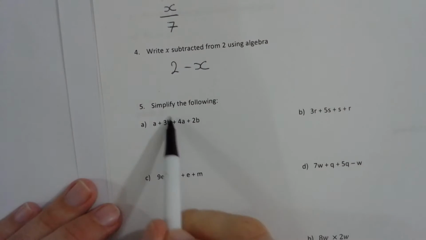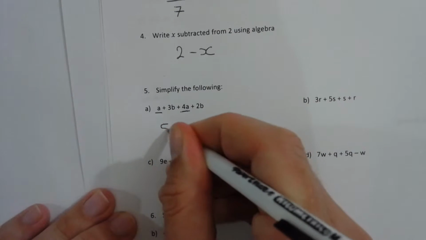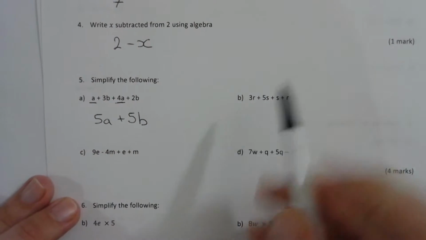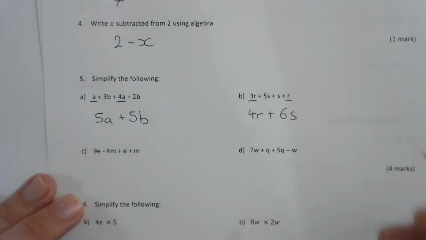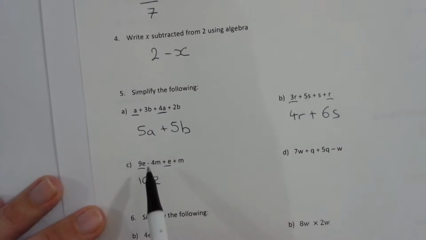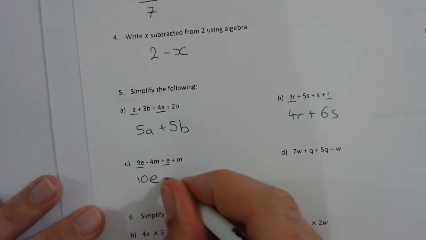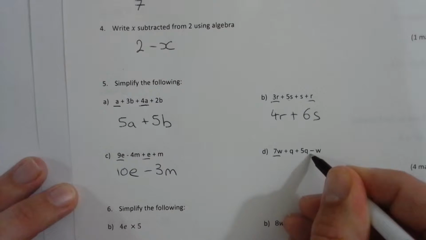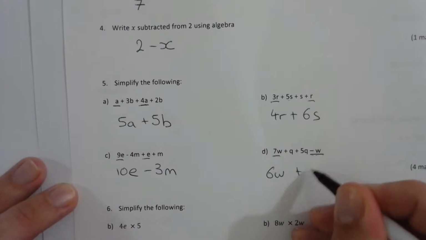Alright, number 5, simplify the following. Well, here we're collecting like terms, so we're just collecting the a's first. 1a plus 4a is 5a, and 3b plus 2b is 5b. Same as this one. Let's do our r's first. 3r plus r is 4r, and 5s plus s is 6s. Our c's, 9e plus 1e is 10e. Now be careful here, because you've got minus 4m plus 1. Minus 4 adding 1 makes that minus 3m. Quite tricky, that one. D, so let's do our w's. 7w minus 1w is 6w, and 1q plus 5q is 6q.